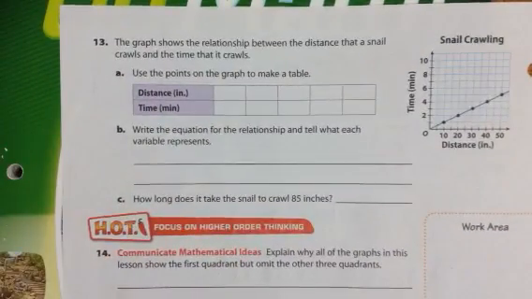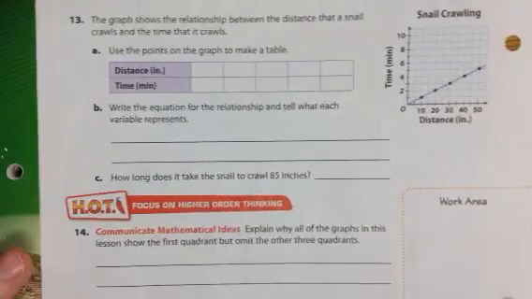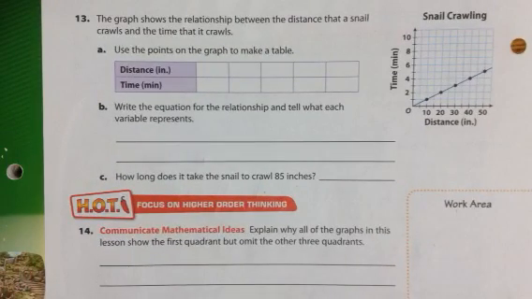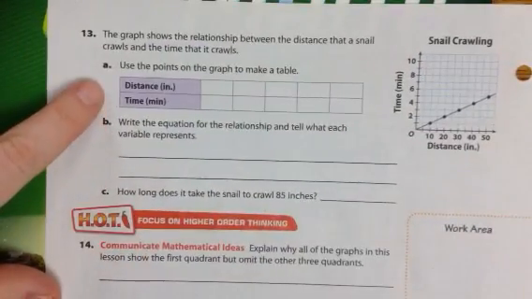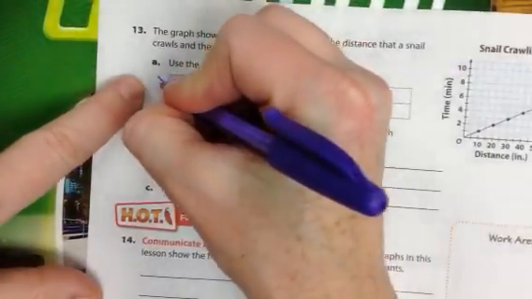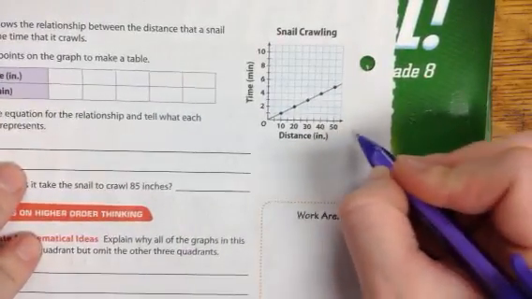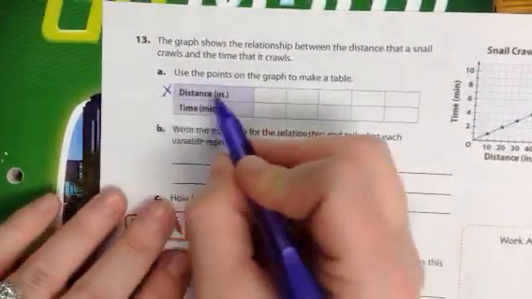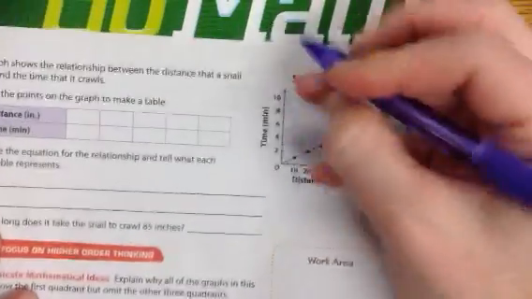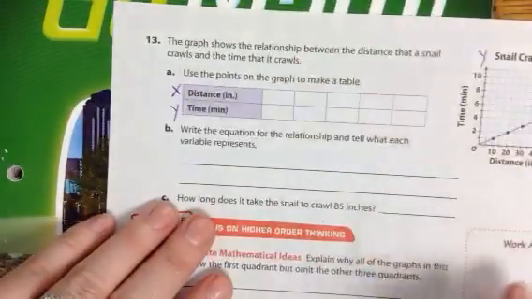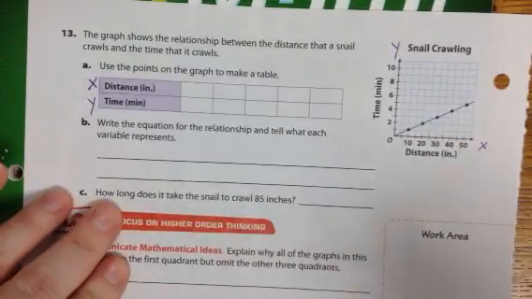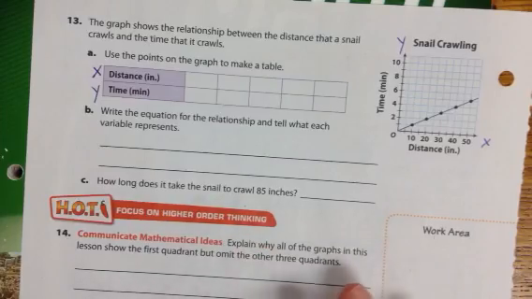Okay, so number 13 says the graph shows the relationship between the distance that a snail crawls and the time that it crawls. Use the points on the graph to make the table. So they've got distance, which I can see is on my x-axis, the horizontal one, so I'm going to label it as x. Time is on the vertical axis, which is always y. Let me go ahead and label those. So they want me to fill in numbers to my table.